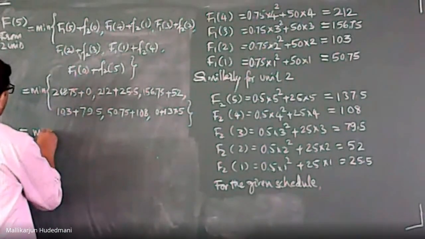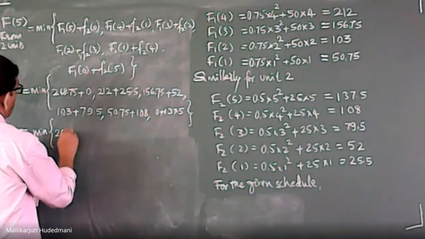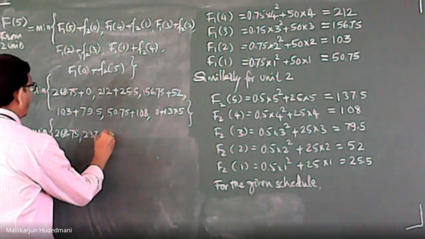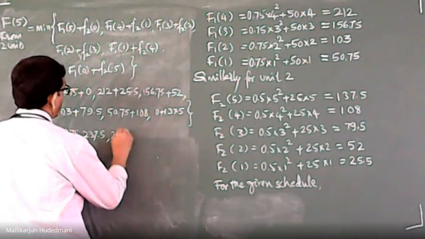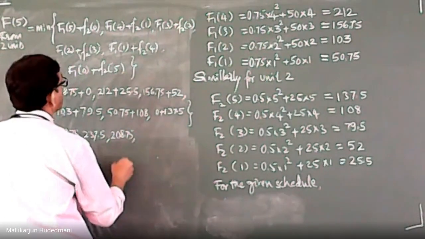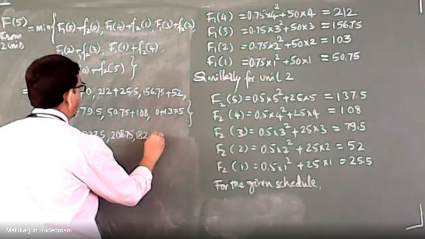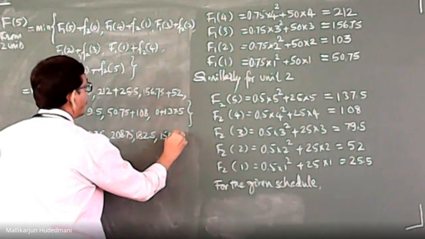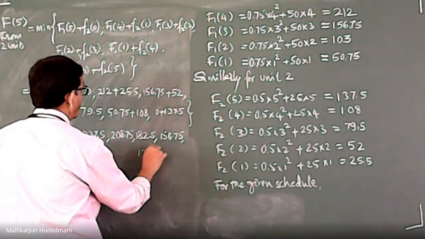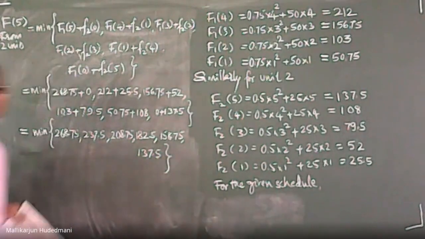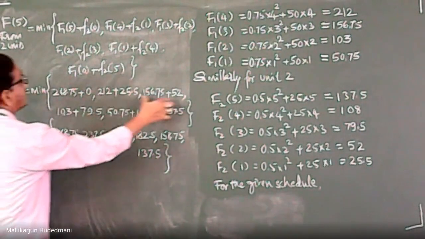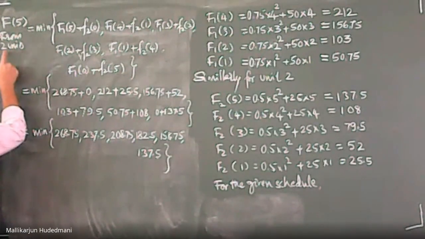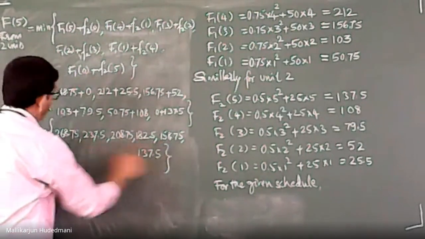This is equal to min of the first term 268.75. The second term refers to 237.5. The next term refers to 208.75. The next term refers to 182.5. The next refers to 158.75, comma, the last refers to 137.5. It means each term, when I simplify, I'll be getting a numerical value. Now, for you, the production cost being minimum for 5 megawatt from both the units or 2 units is one of the combinations from this set.